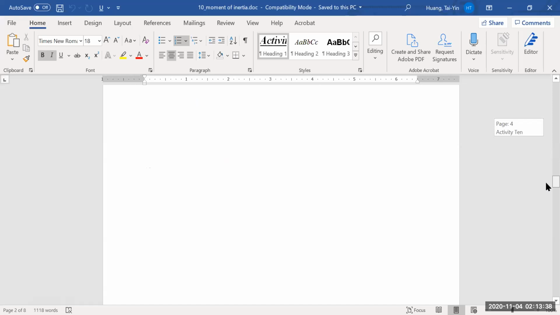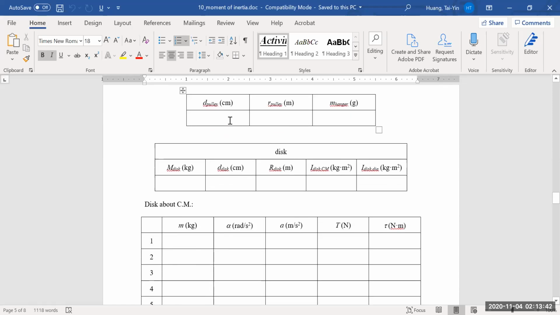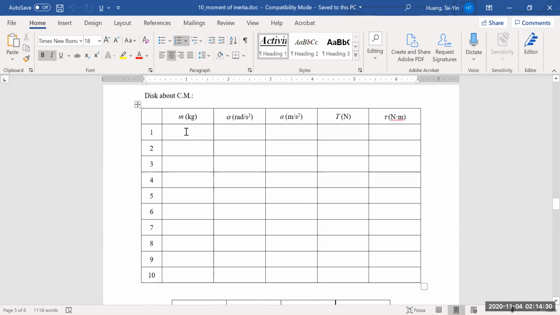The data table will look like this. You'll be given the diameter of the pulley, and you calculate the radius of the pulley and convert it to meters. The mass of the mass holder will be given, and the mass of the disc will be given. The diameter of the disc will be given in centimeters. You want to use the diameter, calculate the radius by dividing by 2, and then convert it to meters, and then you can calculate the rotational inertia about the center of mass. You don't have to calculate about the diameter. And for the mass, I think you're starting with 50 grams and adding 10 grams each time.